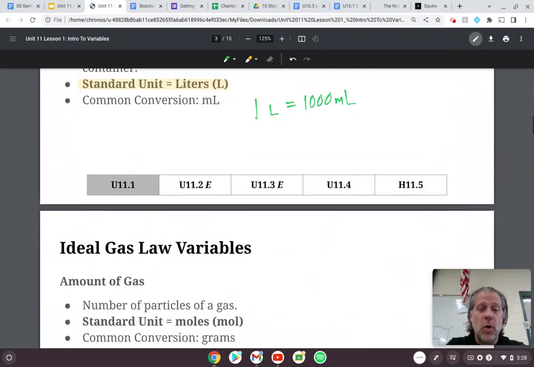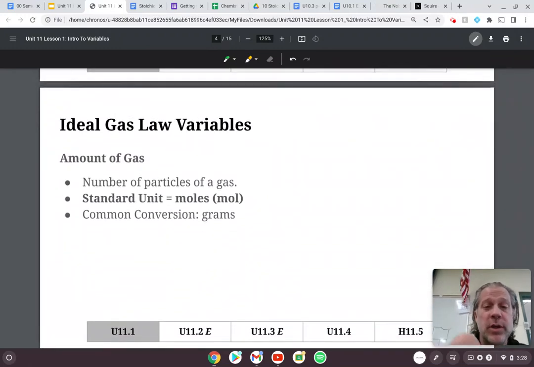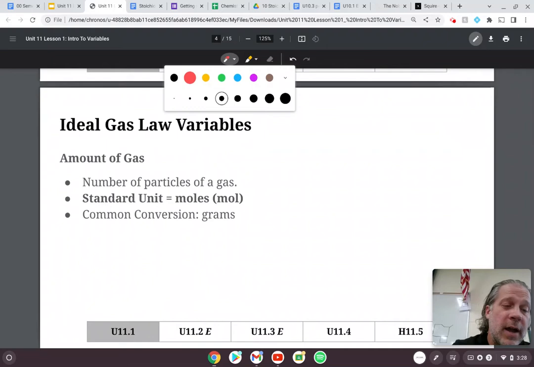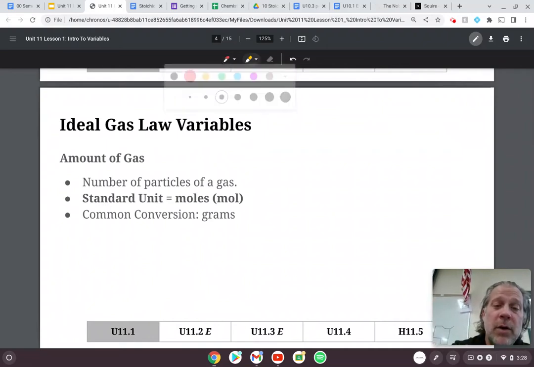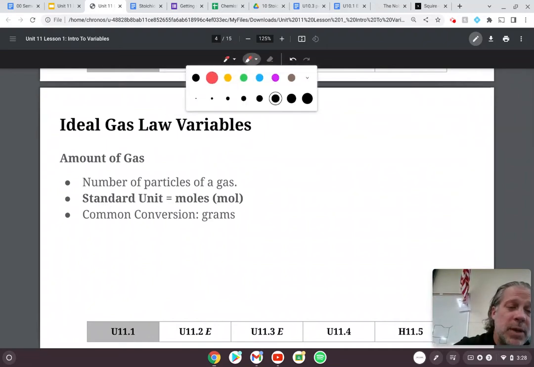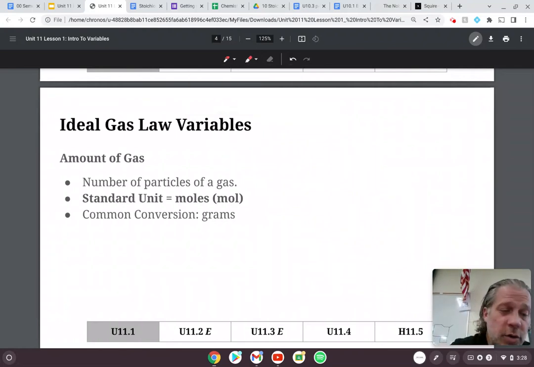The next measurable quantity of a gas is something that we identify as the amount of gas. And the amount of gas is basically the number of particles in that gas, or the number of particles that make up that gas. The standard unit of measure there is simply the mole. And so we've worked with the mole over the past couple units, and we're going to revisit that a little bit in this unit as well.